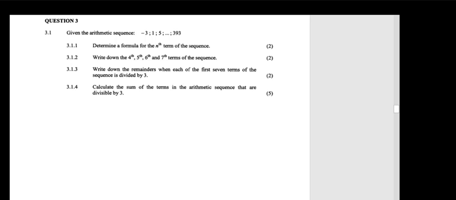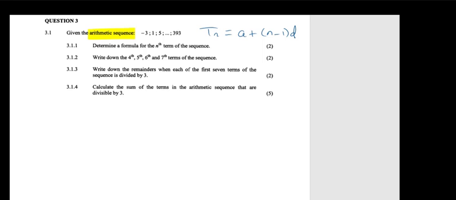Masingabheka ku question 3 sinikeziwe i-sequence, basitshela ukuthi i-arithmetic sequence. Sesiyazi formula ye-arithmetic sequence. Ithi nth term is equals to a plus into n minus 1 into d. Now, determine a formula for the nth term of the sequence.